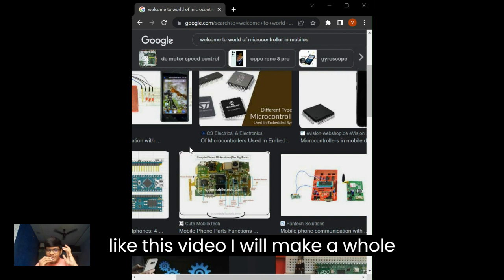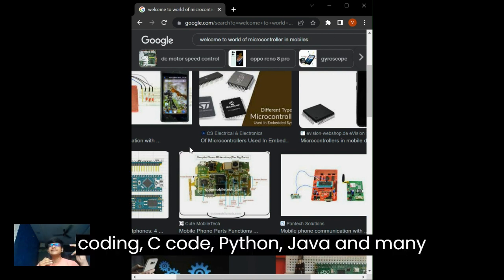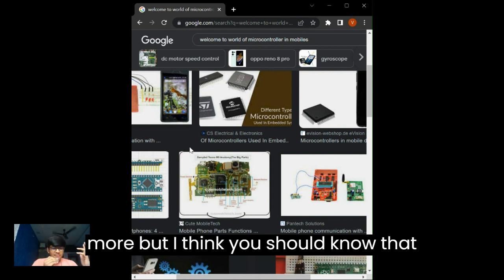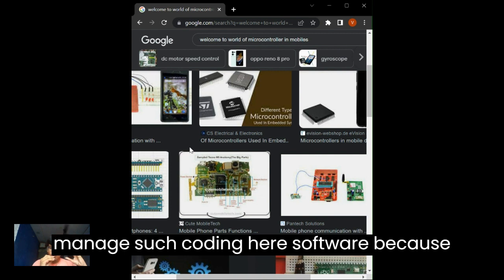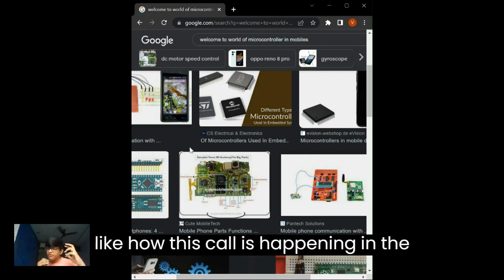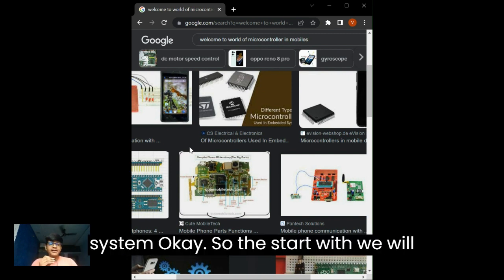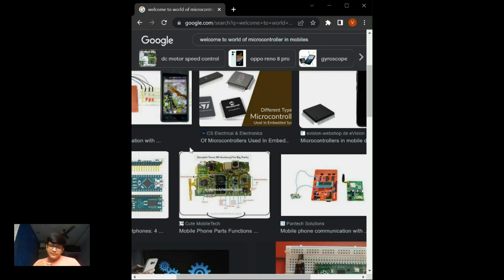I will make a whole playlist regarding microcontrollers if you like this video. You have been going through many courses like coding, C++, Python, Java, and many more. But I think you should know where it all comes from. How can you manage such coding in your software, because you should know the hardware before that, how all this is happening in the background, in the back end of your system. So we will start with the 8051 microcontroller.